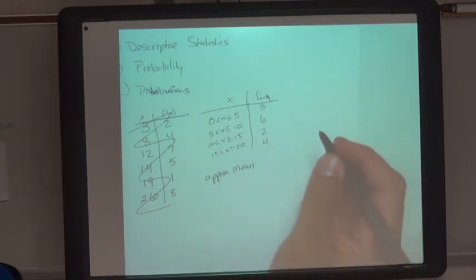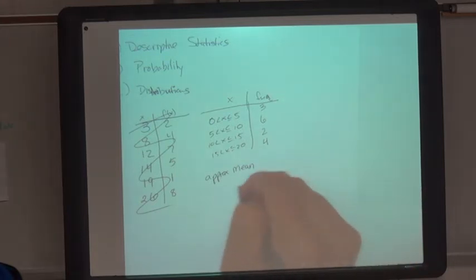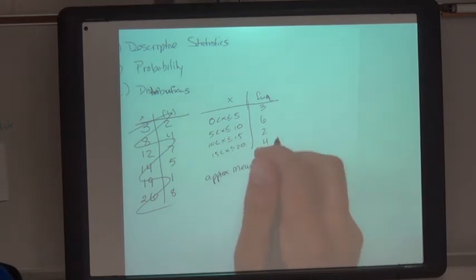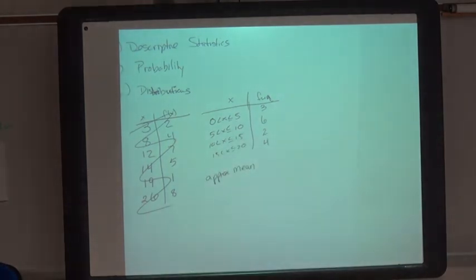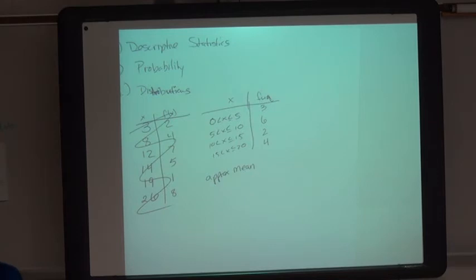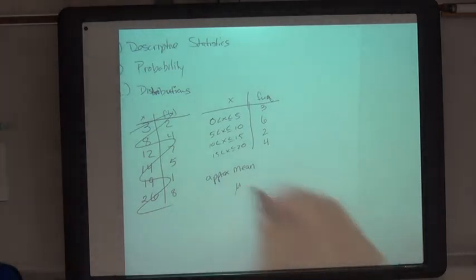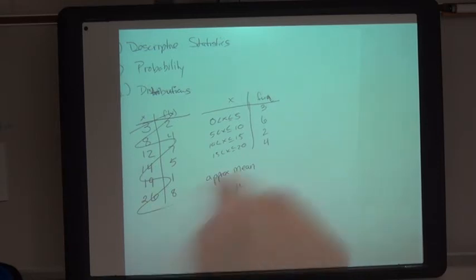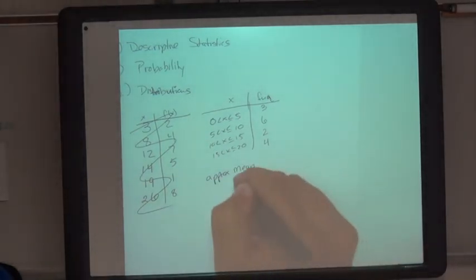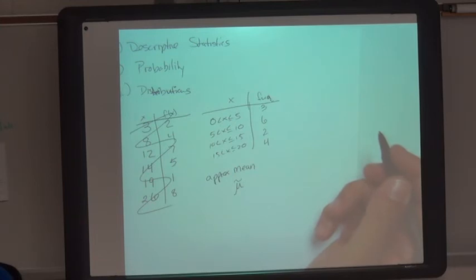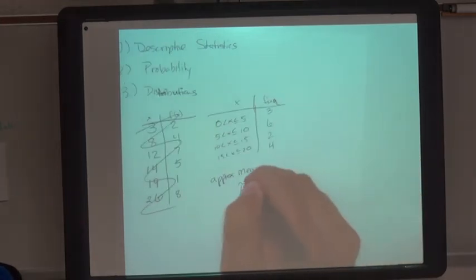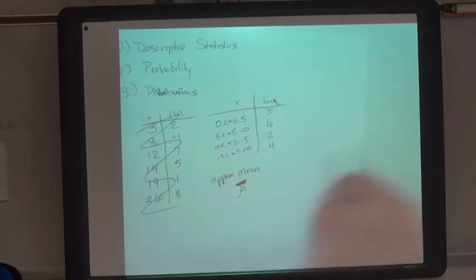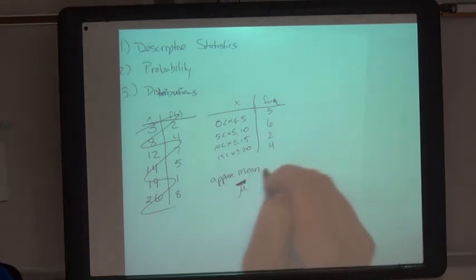Again, what letter do we use for mean? X bar, and S sub X for standard deviation. But usually we use mu for mean and sigma for standard deviation, because that's what you're going to use with normal distributions. So for the approximate mean, do they use a little symbol for it? They don't, at least not in the book. So we're just going to use mu for mean, but approximate mean.